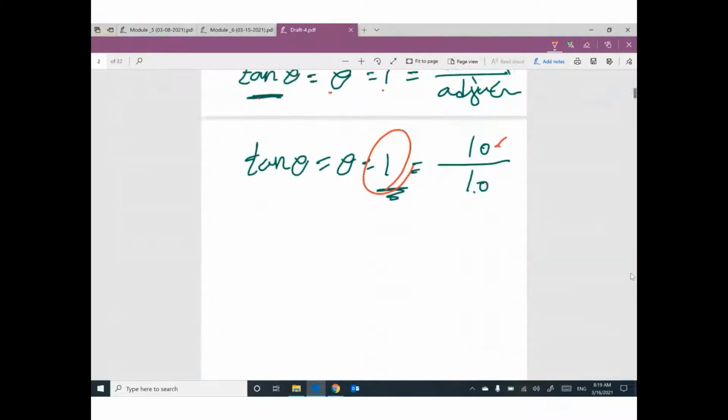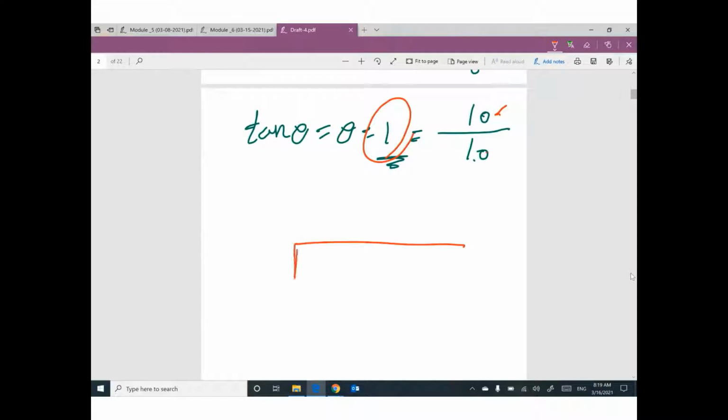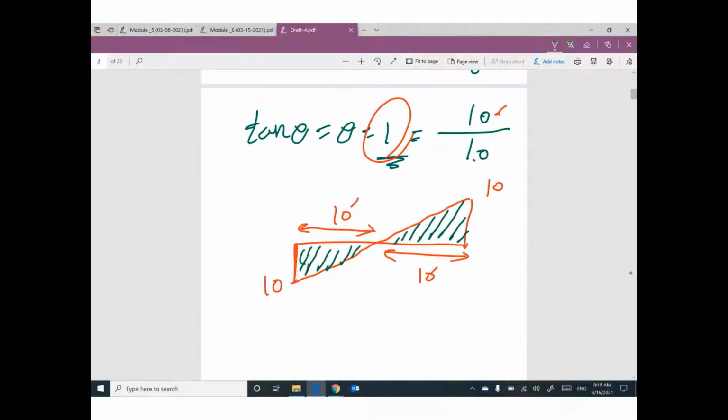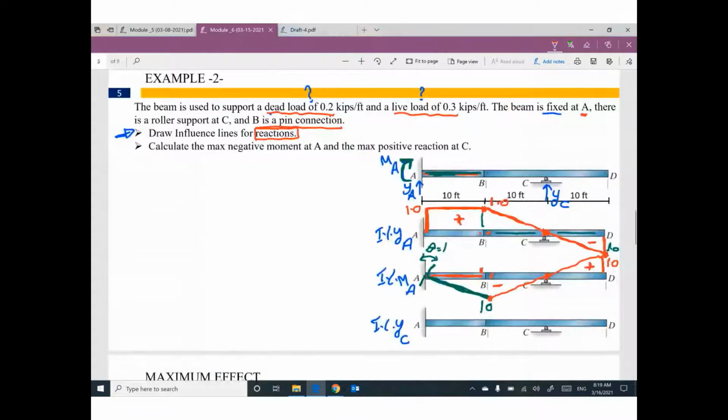Guys, to explain it, this value is 10. This value will be 10. Why? Because this distance is 10 feet. This distance is 10 feet. So if you make triangle similarity between this triangle and this triangle, I can say this side divided by this side equals this value divided by this value. I will find this one will be 10. Anyway, the last one, influence line for reaction YC.